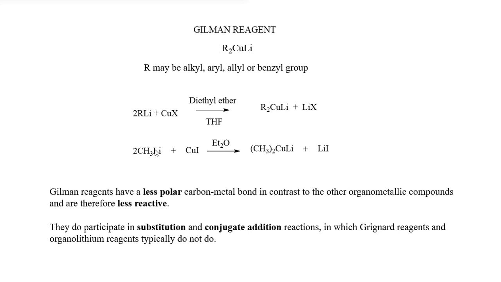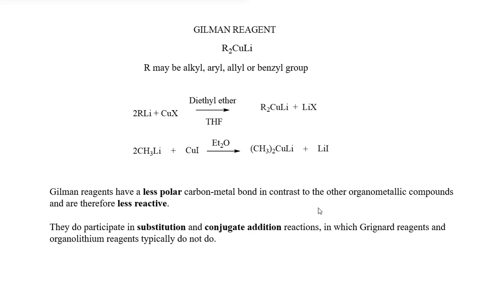See, Gilman reagents have a less polar carbon metal bond, that is carbon copper bond. It is very less polar compared to other organometallic compounds such as Grignard's reagent, where the metal carbon bond is carbon magnesium. It is comparatively highly polar because magnesium is more electropositive than copper in Gilman reagent, and hence we can say Gilman reagent is less polar.